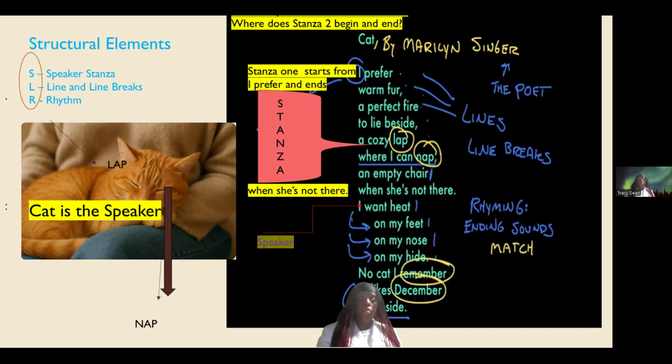Now, wow. What do we have here? We have what we call some structural elements. Structural elements, S stands for stanza. The L is for your line breaks and your line. And the R is for your rhythm, if you have any. Now, I also have the speaker here, so you need to also know who's the speaker, who's this poet, but I put them all right here on the structural elements. But when you look up structural elements, you're going to talk about stanza, line, and line breaks. They also talk about your rhythm.